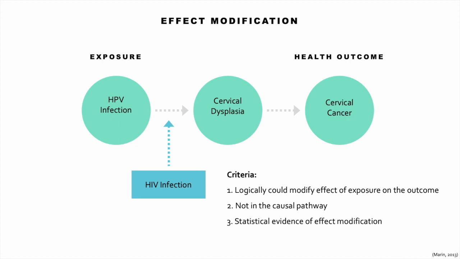Everyone who eventually gets cervical cancer progresses from getting infected with HPV, then having cervical dysplasia, then development of cancer. So HIV is not in the causal pathway. You certainly don't need to be HIV positive to get HPV infection and subsequently develop cervical cancer. But there's evidence of effect modification because HIV infection changes the disease progression. It leads to worse clinical outcomes for patients who have both compared to patients who only have HPV infection.